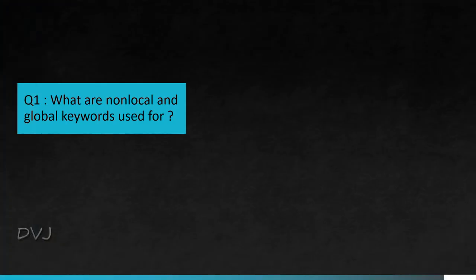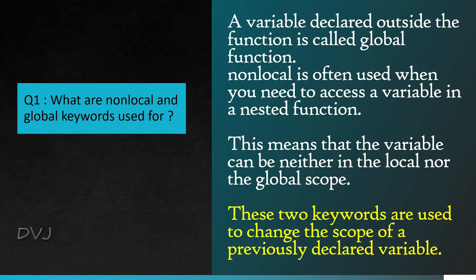Question number 1. What are nonlocal and global keywords used for? A variable declared outside the function is called a global variable. Nonlocal is often used when you need to access a variable in a nested function. This means that the variable can be neither in the local nor the global scope. These two keywords are used to change the scope of a previously declared variable.